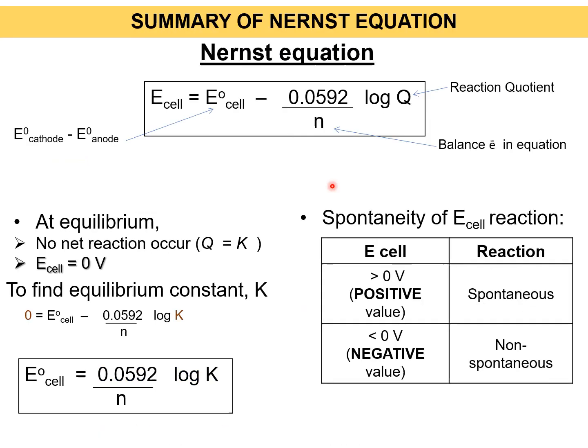Okay, so finally it's the end of subtopic 3.2. I've made a summary slide for the Nernst equation, where you can find the main Nernst equation. Also, we have learned just now how to find the equilibrium constant through the Nernst equation, which will evolve into this kind of formula. You can also determine the spontaneity of the non-standard cell potential by using this kind of table. If you get a positive value, it's going to be a spontaneous reaction. If you get a negative value, it's going to be a non-spontaneous reaction.